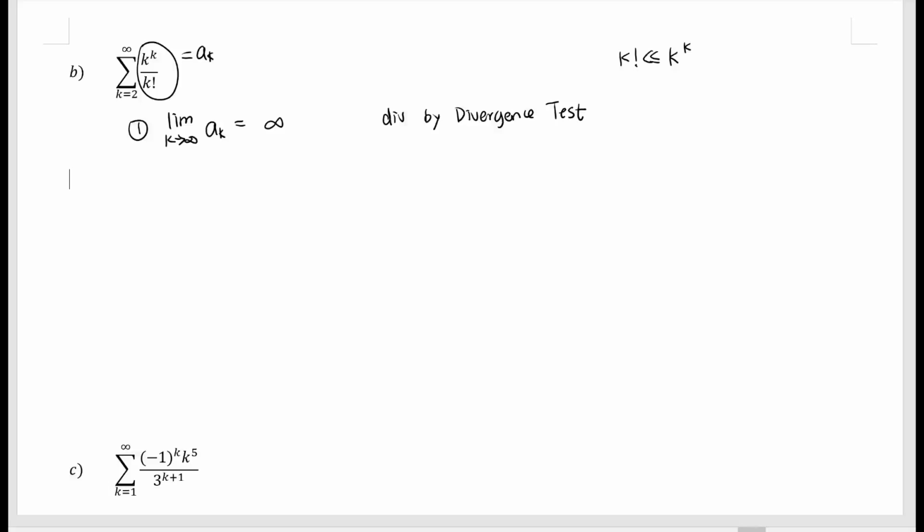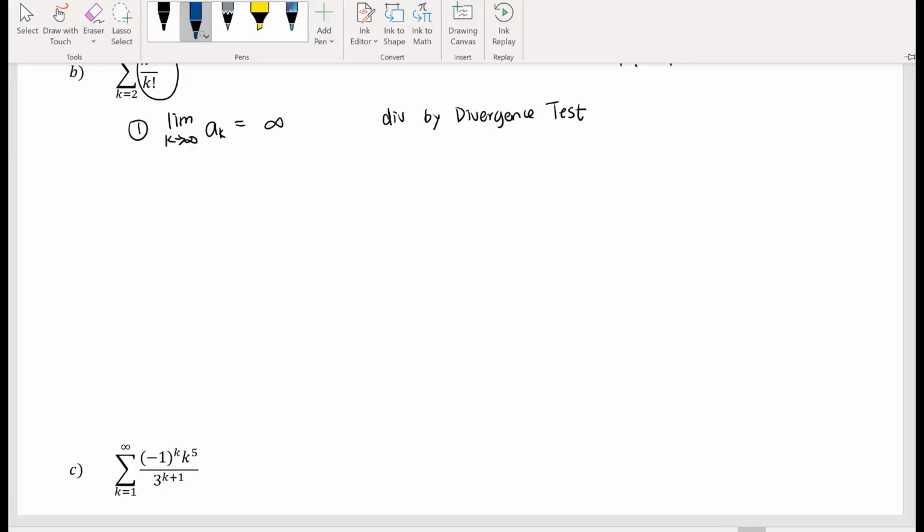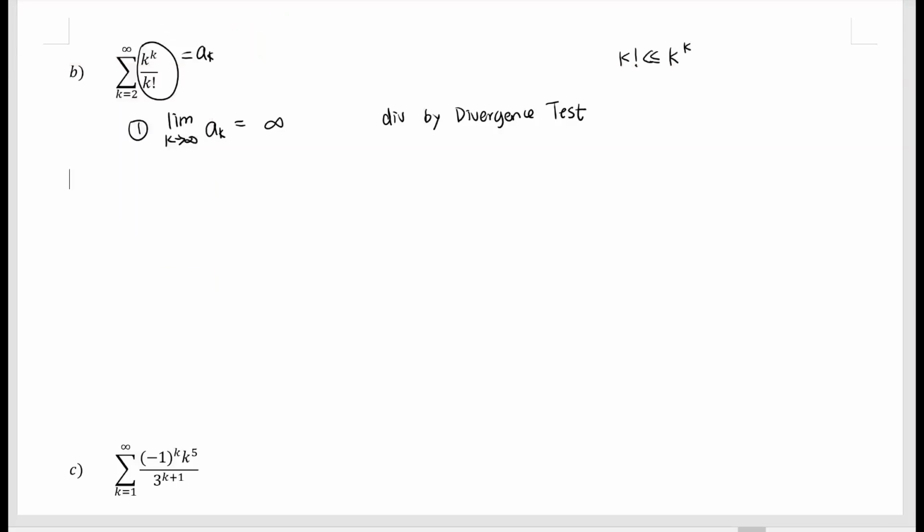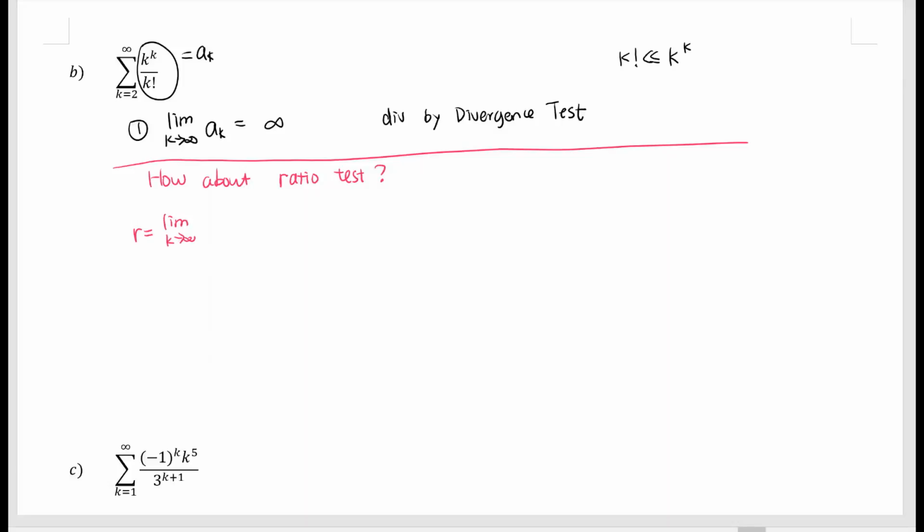And we can stop right here for this problem because we already know that the series diverges by divergence test. But however, I want to show you how about we use ratio test. Okay, so what happened? We're gonna see using ratio test. So if we want to use ratio test, R is limit k goes to infinity of a sub k plus 1 over a sub k. Okay, and absolute value of that.